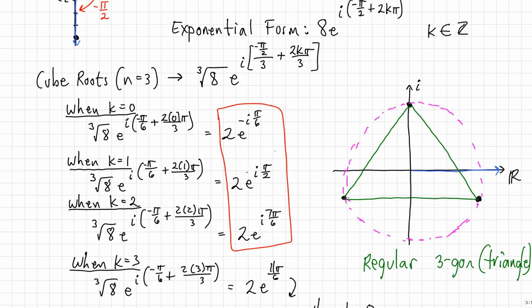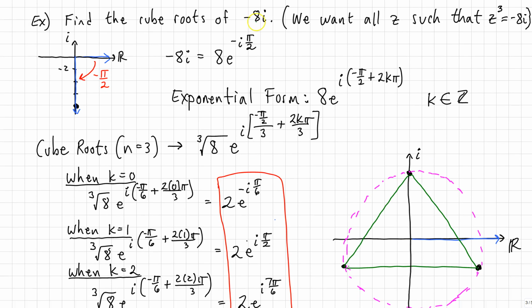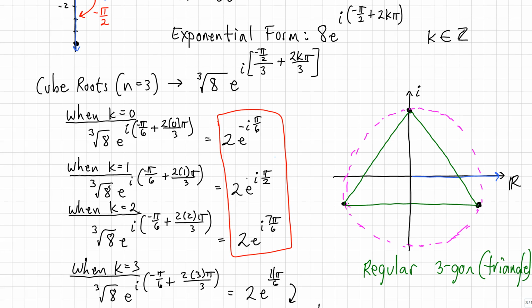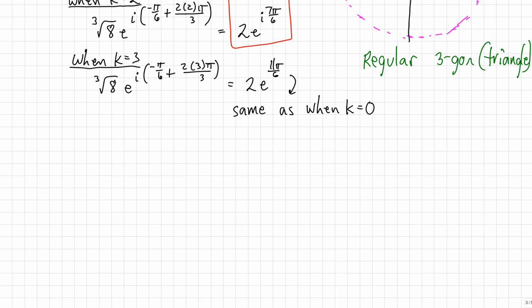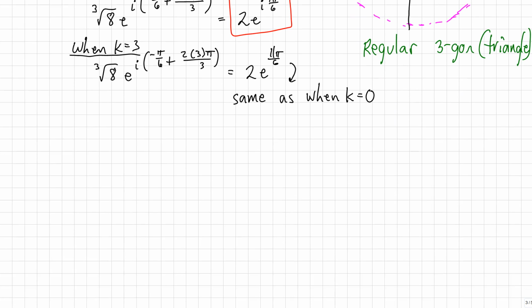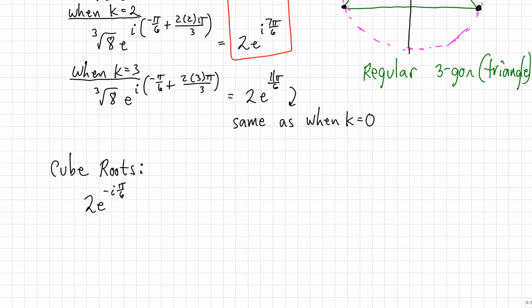All right, so we were finding the cube roots of -8i, which was given to us in rectangular form. But we have our answer in exponential form. And there's nothing wrong with that, but what if we want them in rectangular form? So our cube roots are 2e to the -i pi over 6. That was our first one. And in rectangular form, that'd be 2 times cosine of -pi over 6 plus i sine -pi over 6.